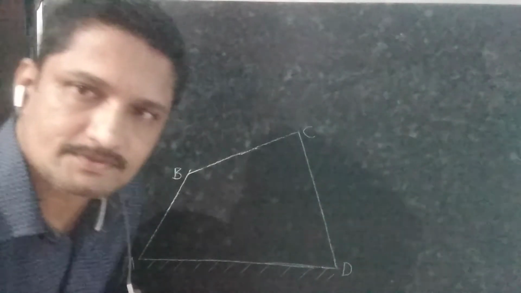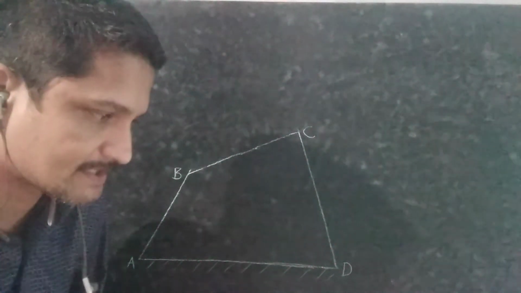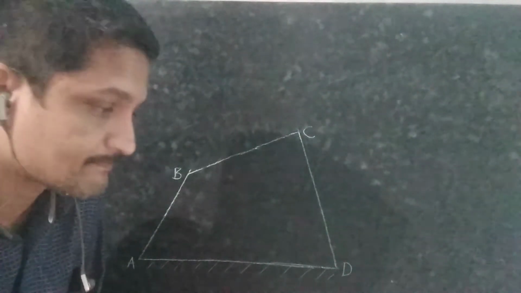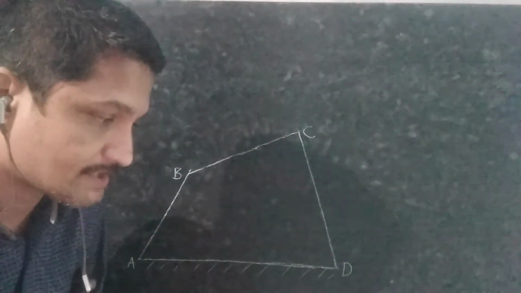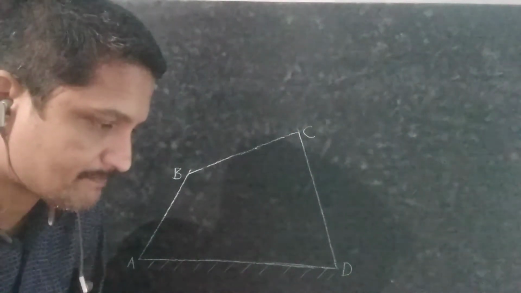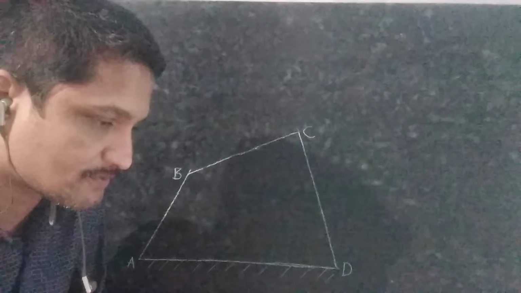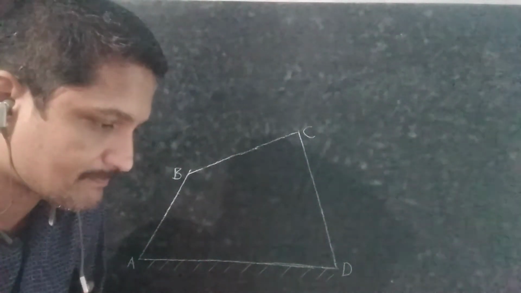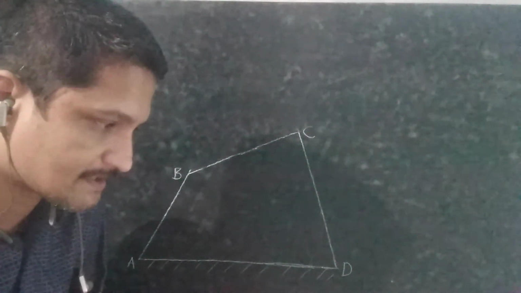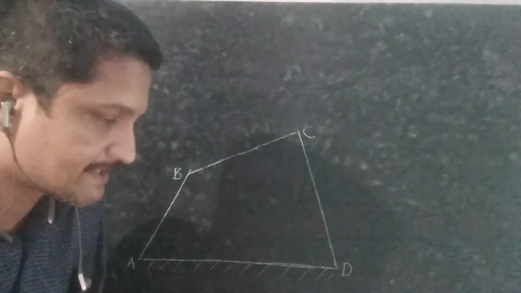Good morning. Today's class is about how to find out the instantaneous centers of a 4-bar chain. Question: In a pin jointed 4-bar mechanism as shown in figure, AB is equal to 300 mm, BC is equal to CD is equal to 360 mm and AD is equal to 600 mm.